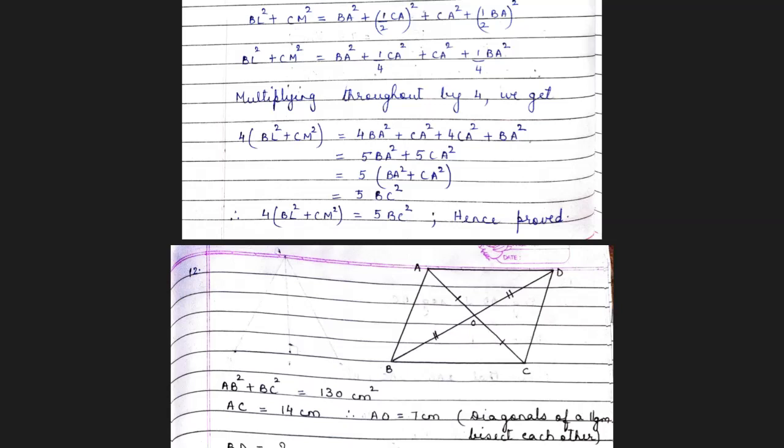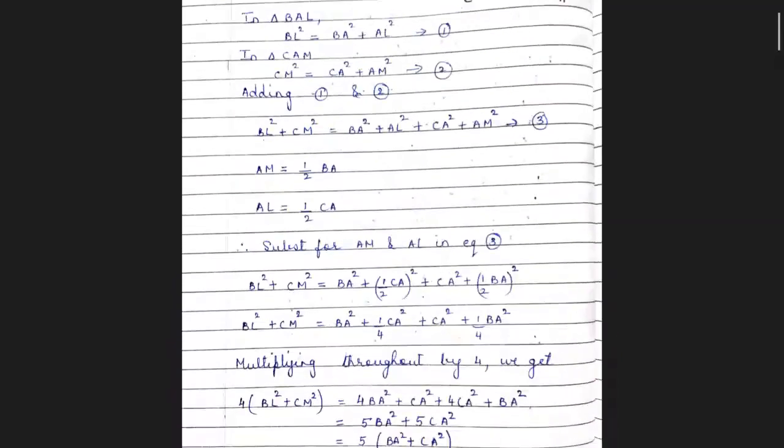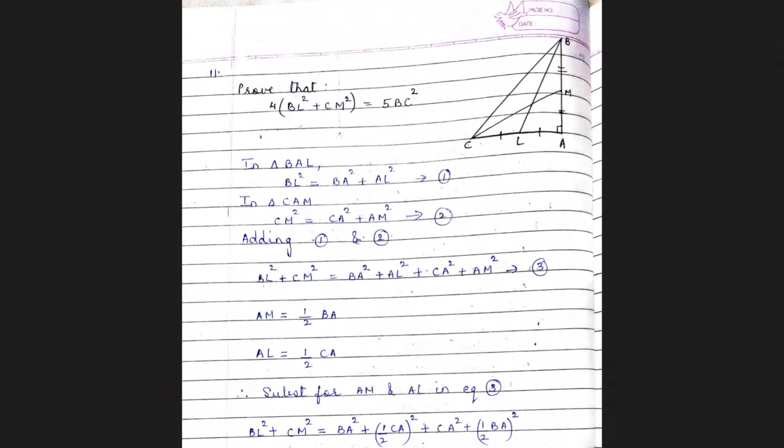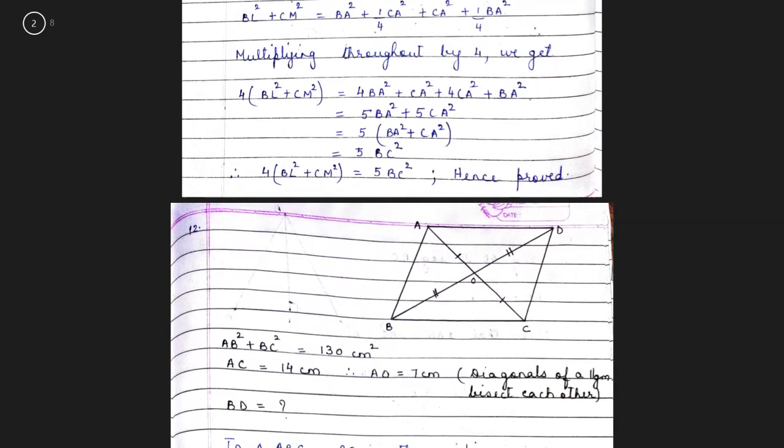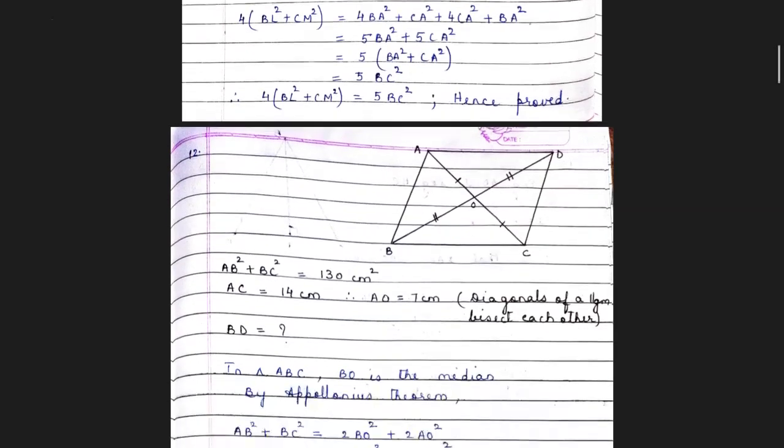So I'll get 4(BL square plus CM square) is equal to 4BA square plus CA square plus 4CA square plus BA square. Now, 4BA square plus BA square makes it 5BA square. CA square plus 4CA square is 5CA square. Take 5 common out. What is BA square plus CA square? When you look at the figure, BA square plus CA square is BC square. So in place of BA square and CA square, I replace BC square. So I get 4(BL square plus CM square) is 5BC square. And that is what has to be proved.